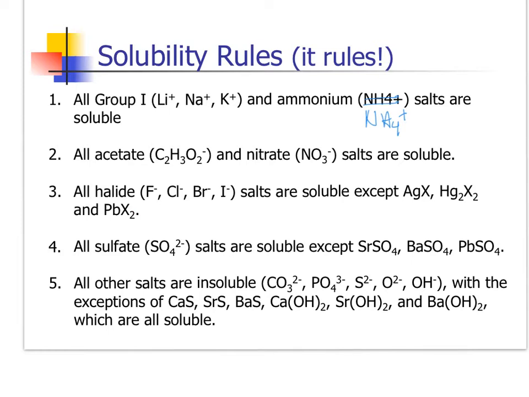Rule 5: all other salts are insoluble, meaning they're going to make solids. So you're going to look at the carbonate, the phosphate, the sulfide, the oxide, the hydroxide, with the exceptions of calcium, strontium, and barium sulfides and hydroxides. They are soluble. Now, it's maybe not easy to get them into solution, but they can go into solution. Again, I would highly suggest writing these down and memorizing them, so that you have them in your notes. It will make some of the assessments that you have later on much easier.